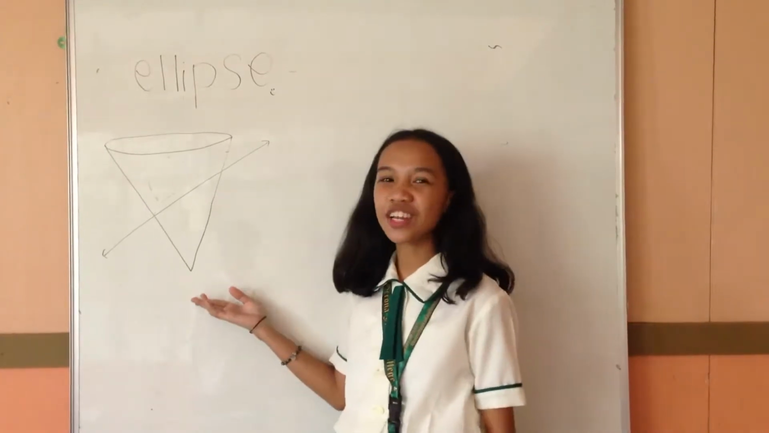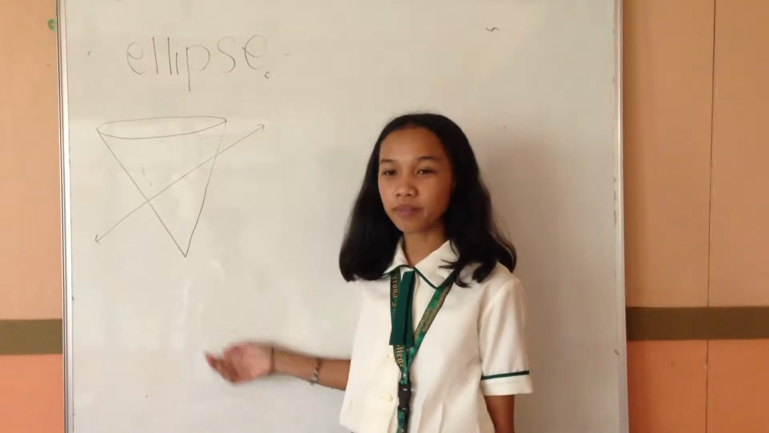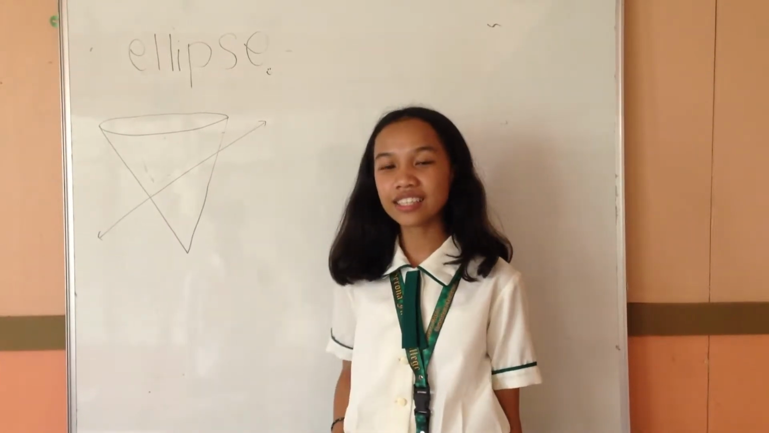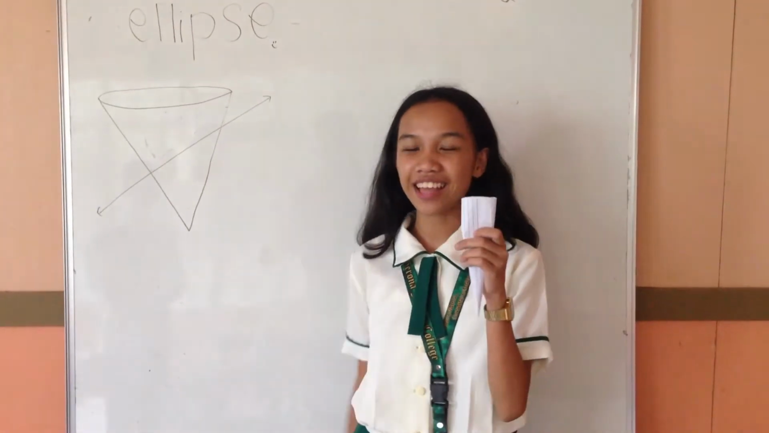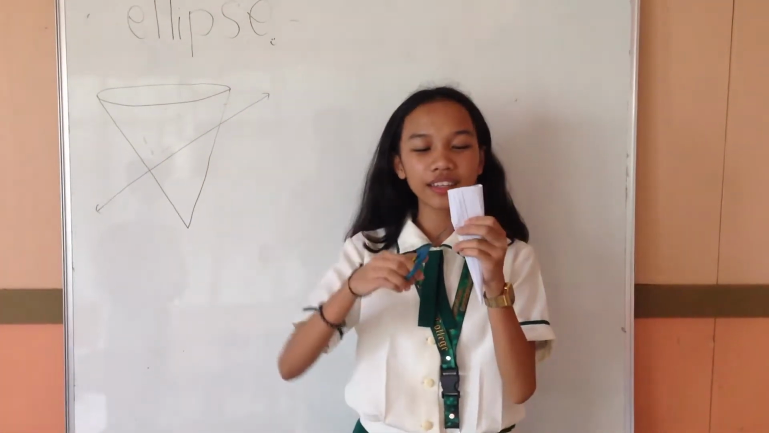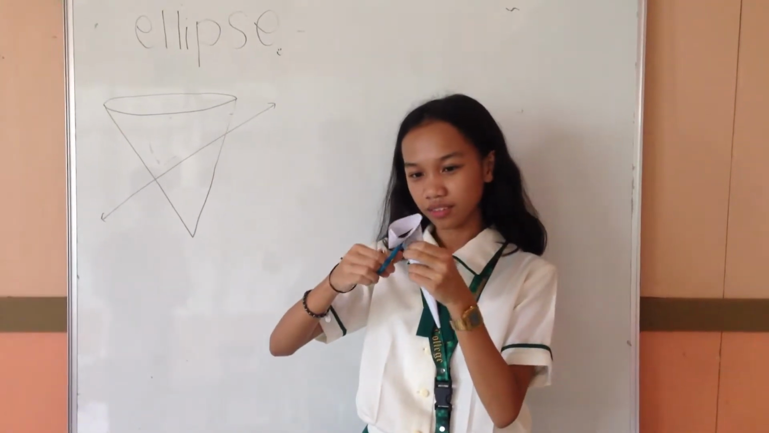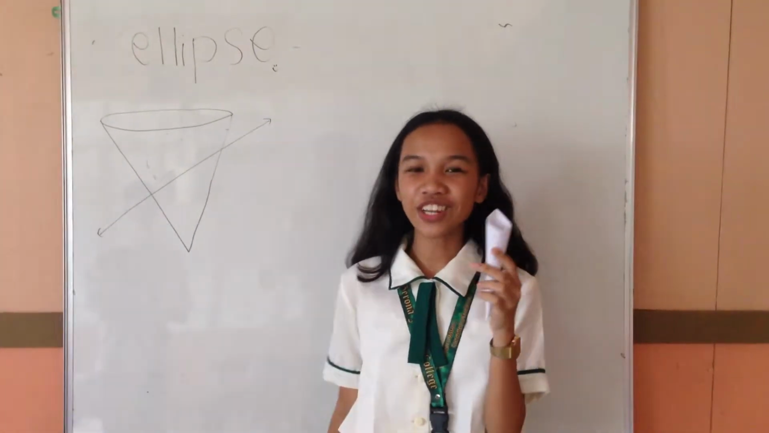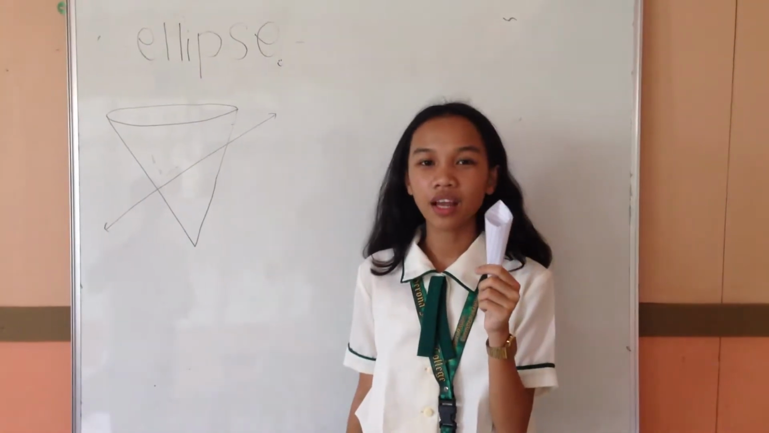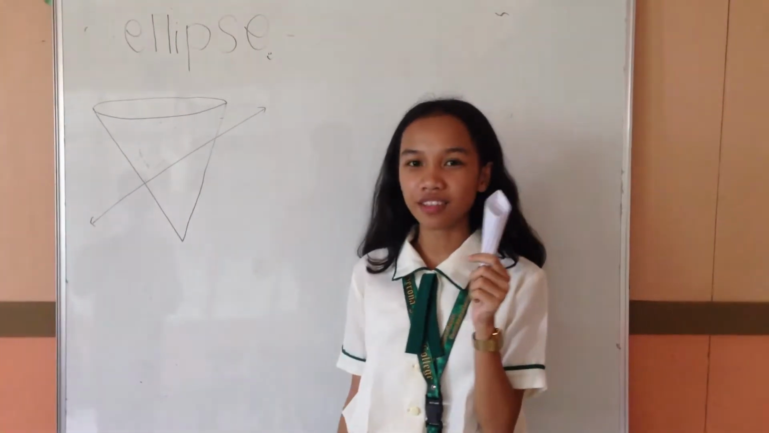In this figure, an ellipse is defined as a conic section that is formed by a diagonal line that dissects a cone. To explain further, I have here a cone and scissors. We will cut it diagonally so that we can easily illustrate the shape of the ellipse. And in this figure, we can easily identify the properties of the ellipse.